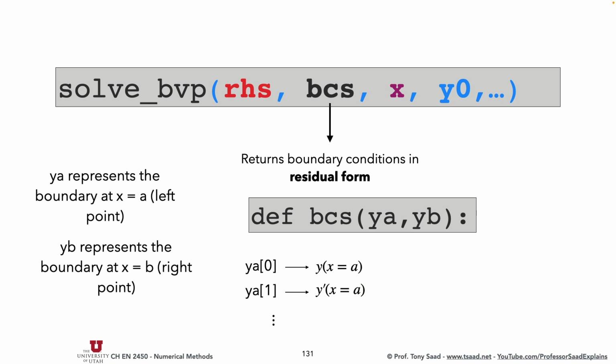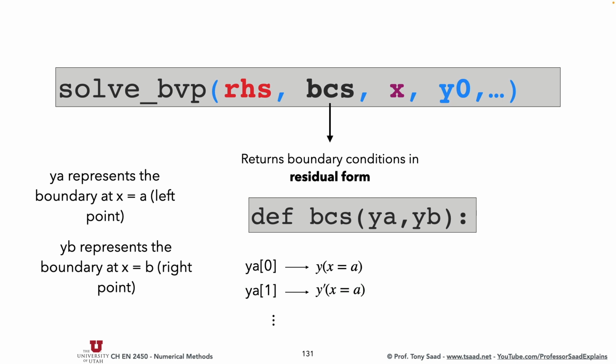But sometimes you might have a derivative boundary condition at A. So you're specifying the rate of heating instead of the temperature, for example. Then you need a boundary condition on Y prime. How do you get to Y prime? You call YA1. YA2 gives you Y double prime at A. YA3 gives you Y triple prime at A. So that's the idea here: YA gives you the boundary at the left point. The index of YA tells you which derivative you're applying this boundary condition on. Same thing with YB.